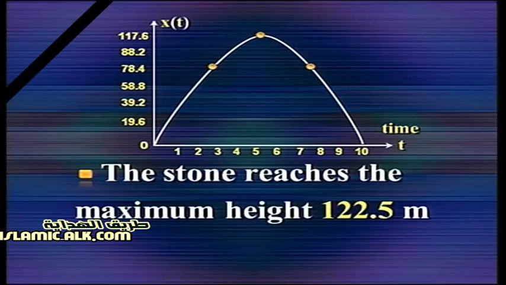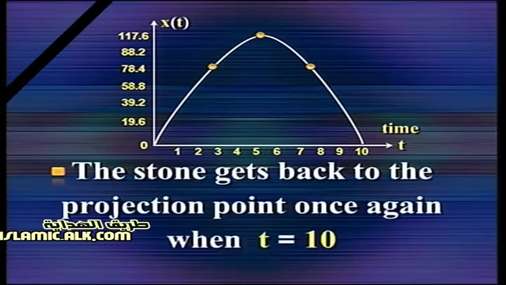The stone reaches the maximum height, 122.5, at t equals 5. But the stone gets back to the projection point when t equals 10. Why? Because when t equals 10, x(t) equals 0. Then the stone gets back to the projection point at t equals 10.